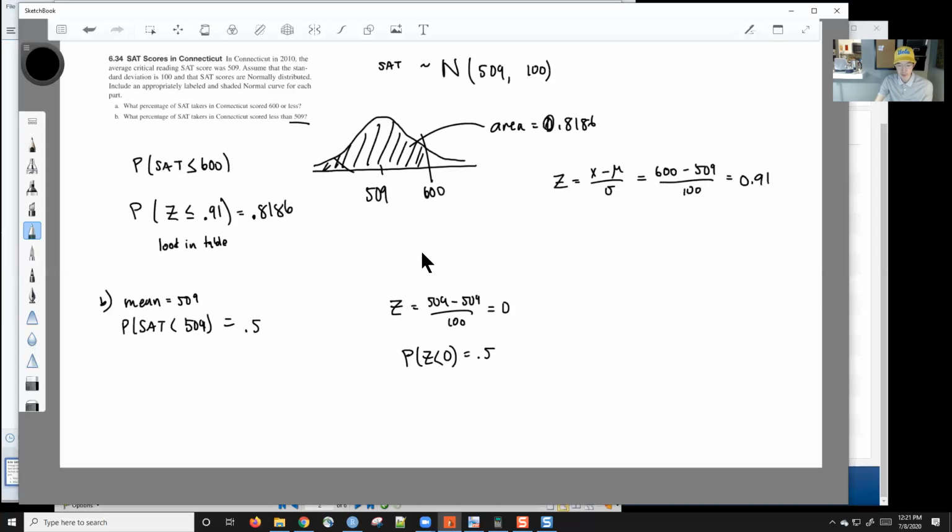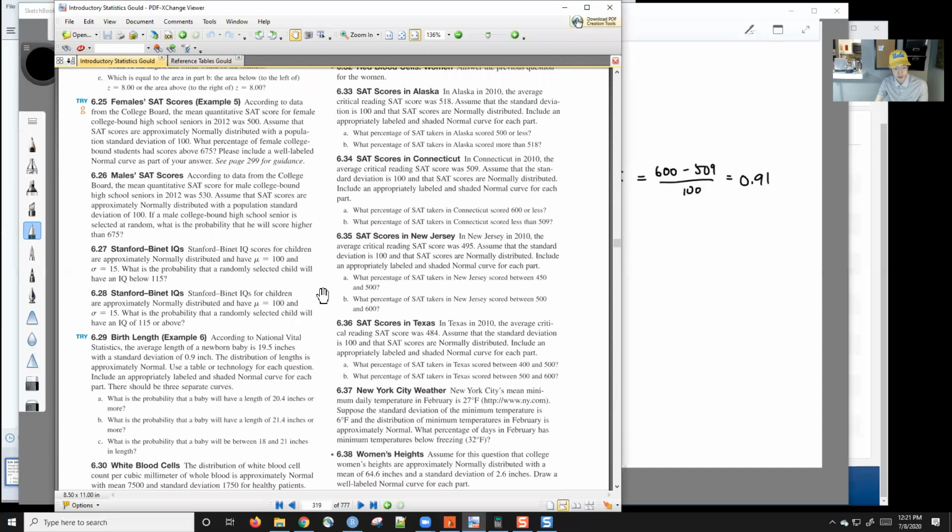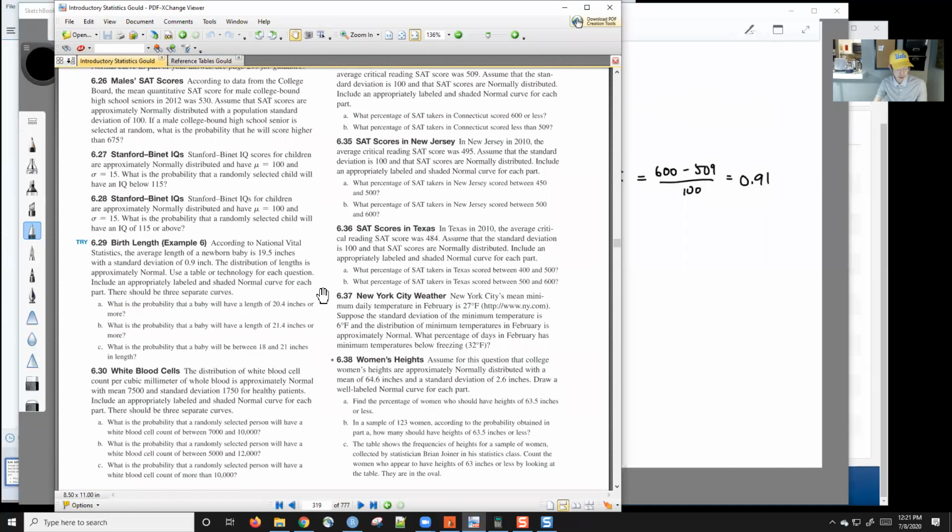So we can do that. Okay, so now that we've done that, let's go ahead and try 636 SAT scores in Texas.